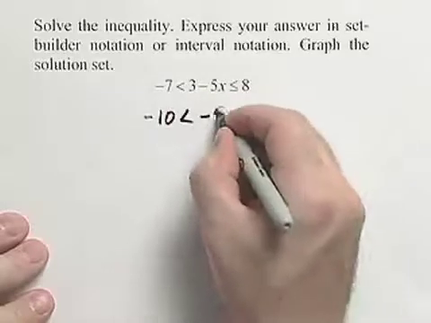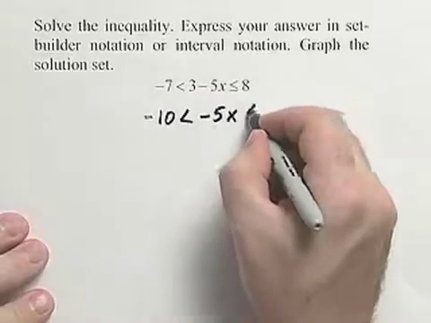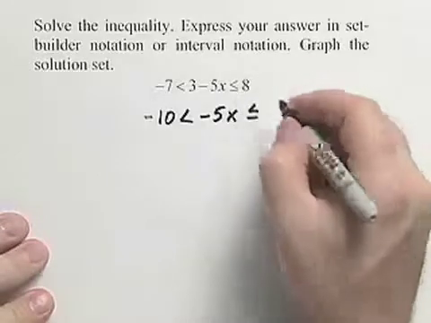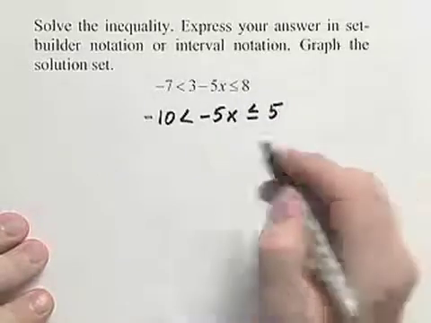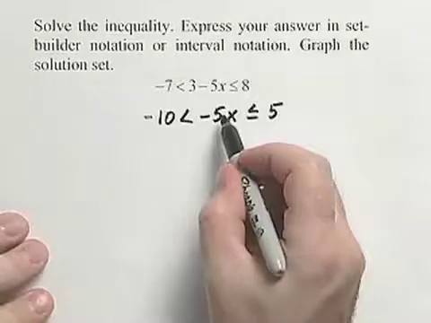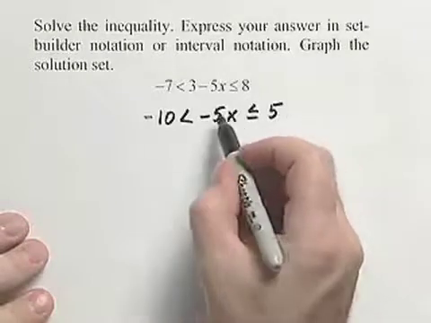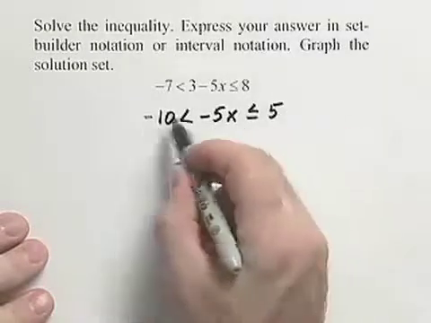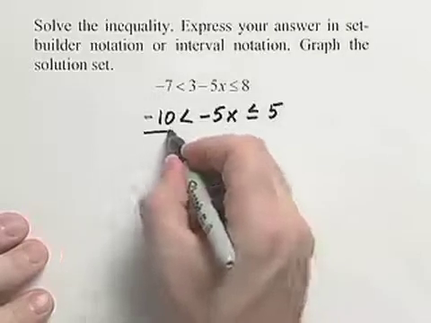I'll have negative 5x left here in the middle. And then it's less than or equal to 8 minus 3, which is 5. So we've isolated the variable term in the middle. We want to get that x by itself. So now we're going to divide all three parts by negative 5.